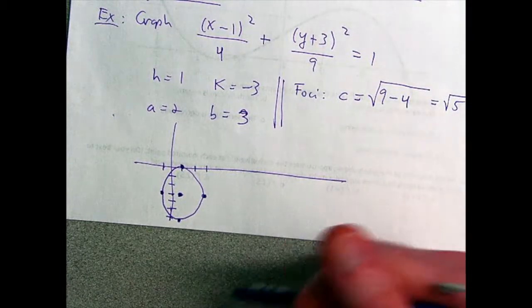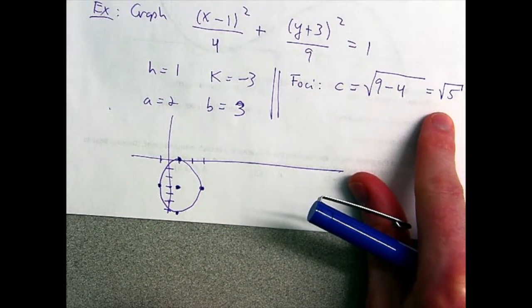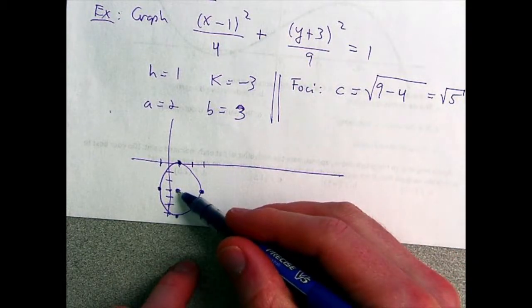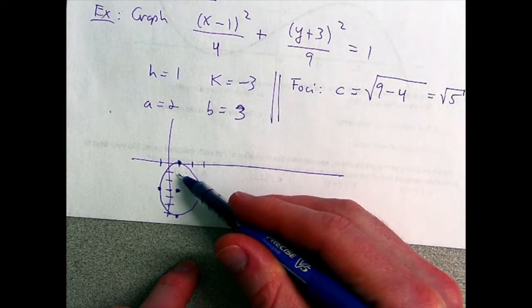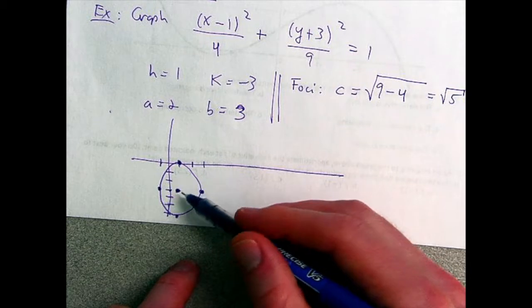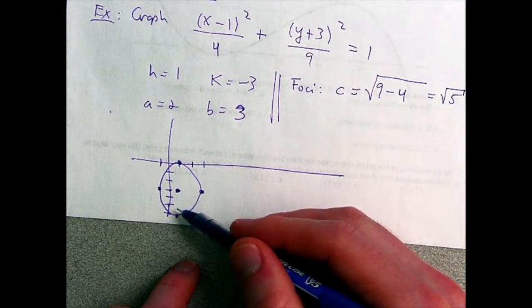How far above and below? Square root of 5. So what I need to do is start at the center and go up by root 5 units. One focus will be there. Start at the center and go down by root 5. The other focus will be there.